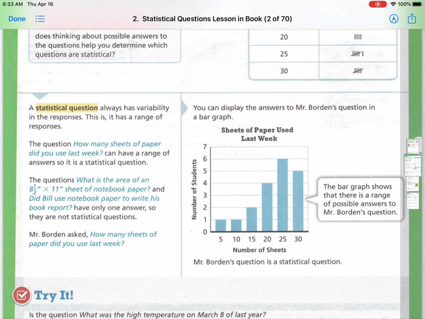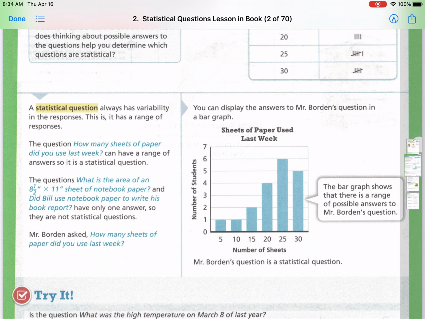So the question, how many sheets of paper did you use last week, can have a range of answers. So it is a statistical question because different people can respond with different answers. The question, what is the area of an 8.5 by 11 sheet of notebook paper, would be the same for every single person that answers, because you just have to do 8.5 by 11 to get the area, and that number should be the same for every single person.